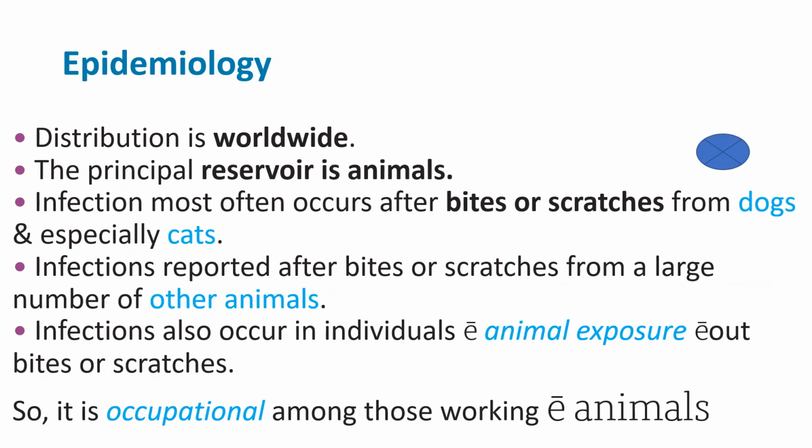Epidemiology: distribution is worldwide. The principal reservoir is animals. Infection most often occurs after bites or scratches from dogs and especially cats. Again, dogs and cats are harmful animals. Infections are reported after bites or scratches from a large number of other animals. Infections also occur in individuals with animal exposure without bites or scratches. So it is occupational among those working with animals.